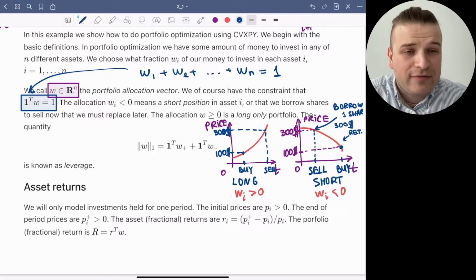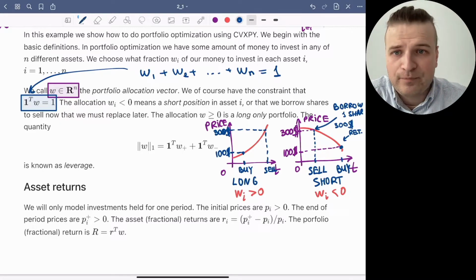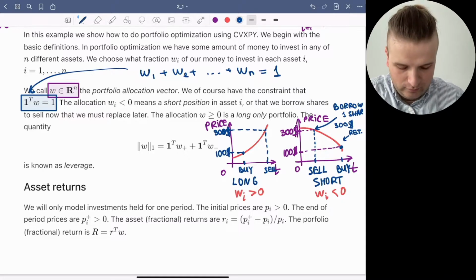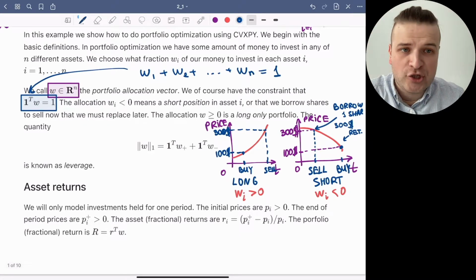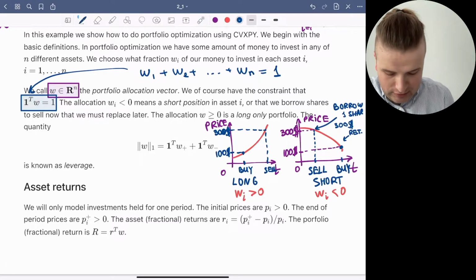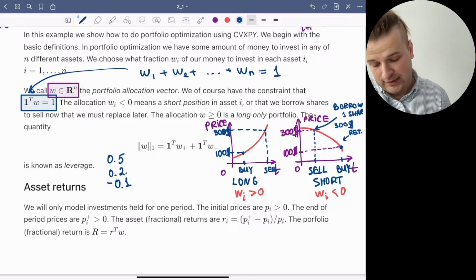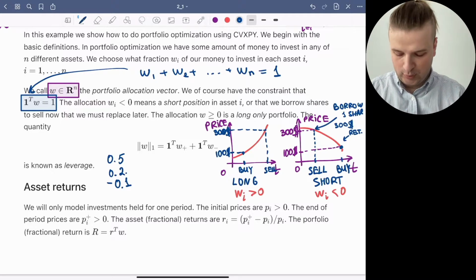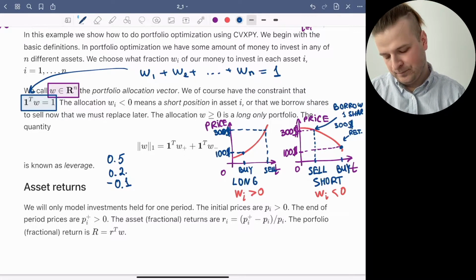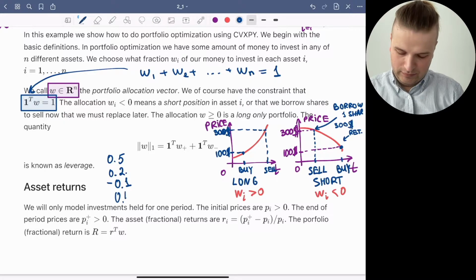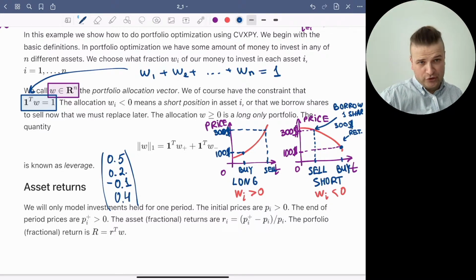But even if you have some short positions, that's still the restriction here. So suppose we have some position which contains short positions. Again, let's say we have this vector 0.5, 0.2, minus 0.1, and let's say to sum it all to 1, we have to put 0.4 here, right? So we have this position.